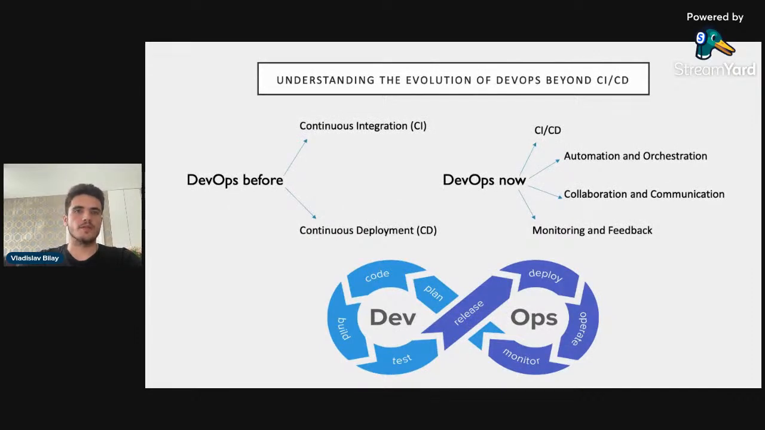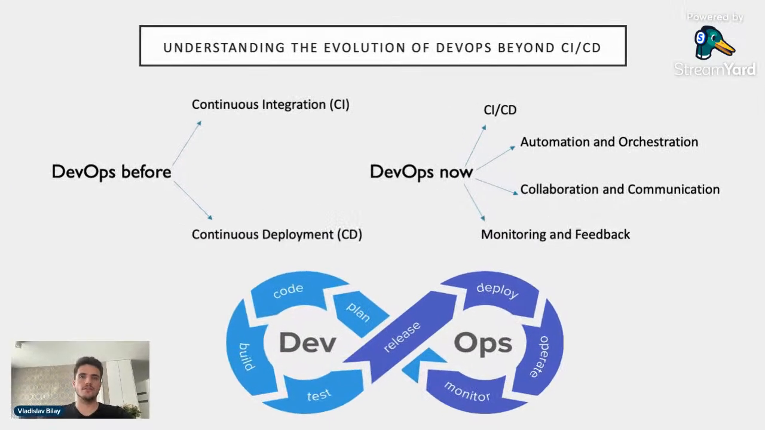DevOps started as a way to solve problems caused by old-fashioned software development methods. Initially, its focus was narrow, revolving around two key components. Continuous integration highlighted the automation of code integration, ensuring that code changes from multiple developers could be seamlessly integrated into the project without conflicts. Continuous deployment extended continuous integration by automating the deployment process and simplifying swift and reliable software releases.